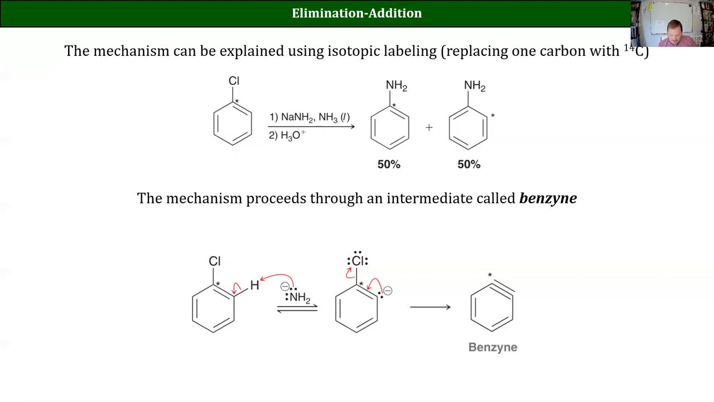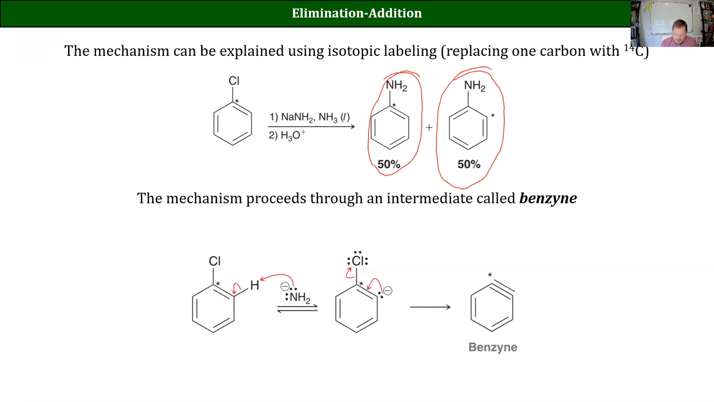And so what they saw when they did this is, if you started with all of your chlorine attached to the radioactive carbon, when you went through this reaction, you got a product where 50% of your new substituent was not on the same carbon it started with. It was adjacent to the carbon it started with.